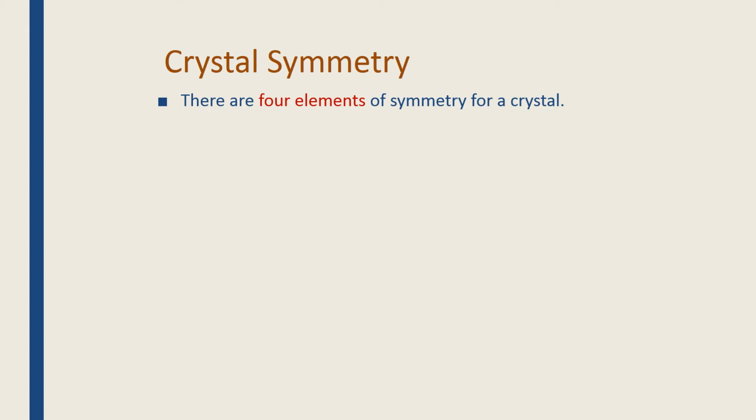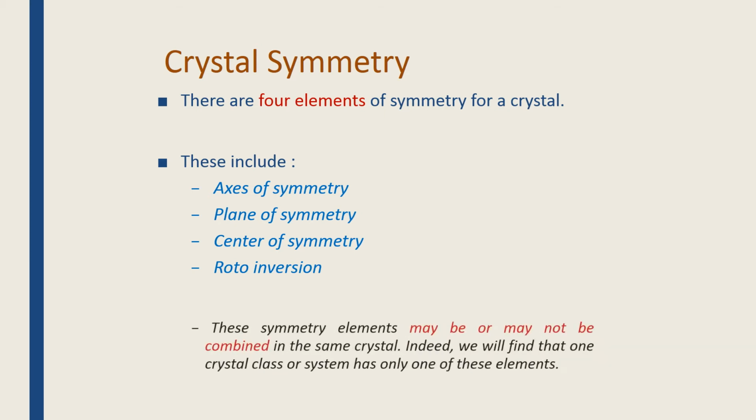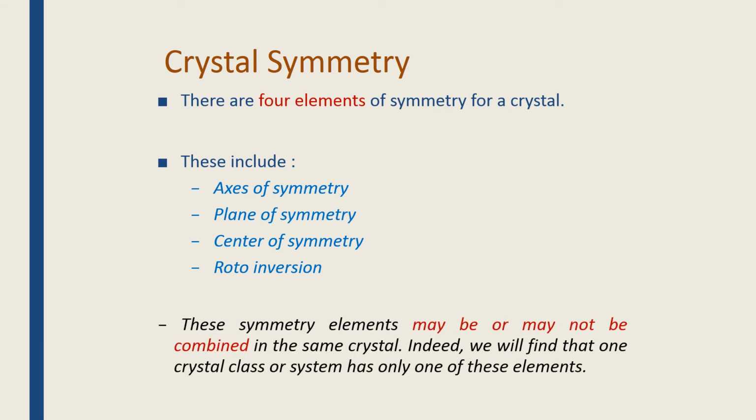So there are 4 elements of symmetry we can say about crystals. The first one is called axis, and the plural is axes, of symmetry, then plane of symmetry, center of symmetry, and roto-inversion symmetry. So let's talk about the first 3, which are very important to us here. These symmetry elements may or may not be combined in one same crystal.